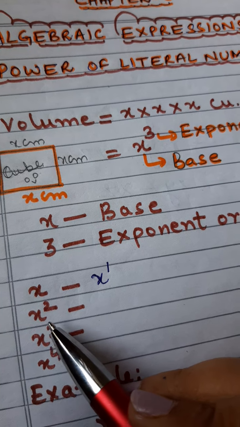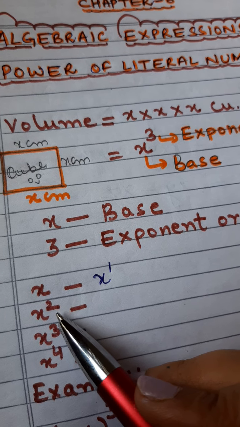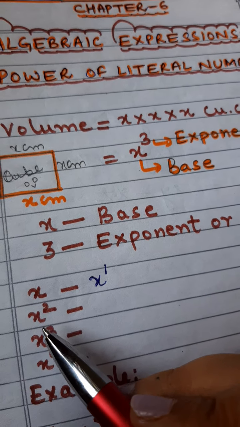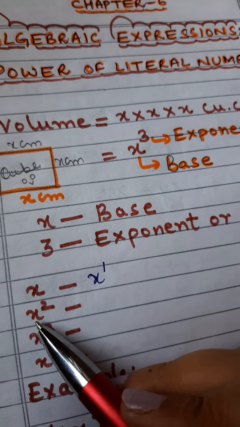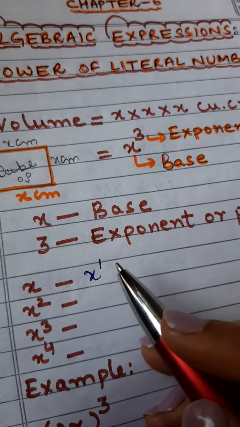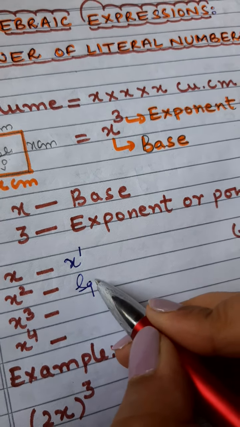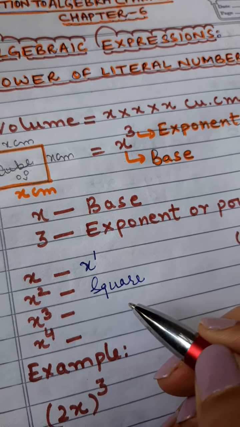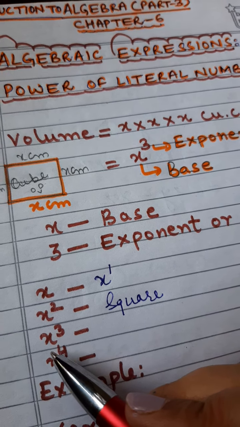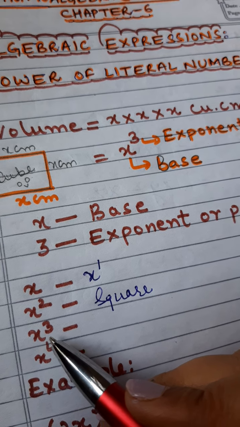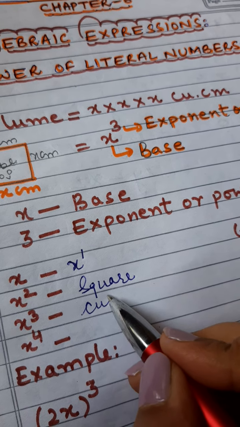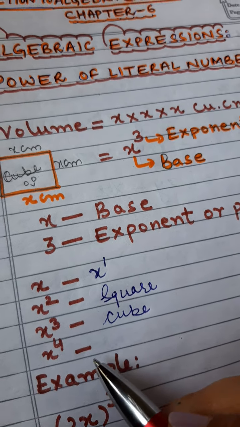Whenever the power is given as 2, we take it as 2 and we read it as x raised to the power 2, or x square. For 2 we write square, right? For x to the power 3 we read it as x raised to the power 3 or x cube. For the power 3 we write cube.